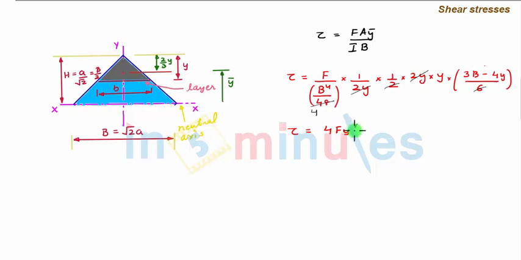4Fy into 3B minus 4y upon B to the power 4. Or I may say your shear stress tau is 4F upon B to the power 4 into 3By minus 4y square. So here we see your shear stress is depending on only y, since your F, B terms are constants.